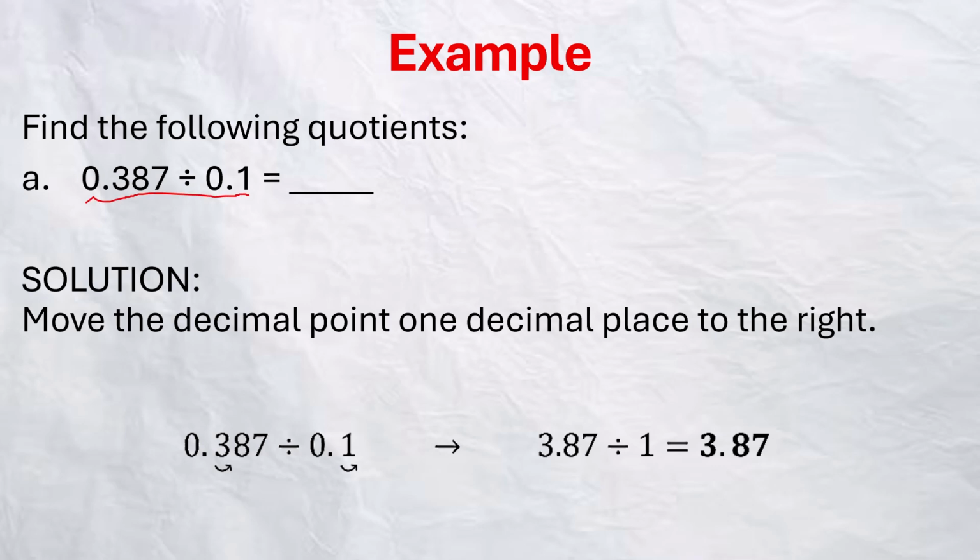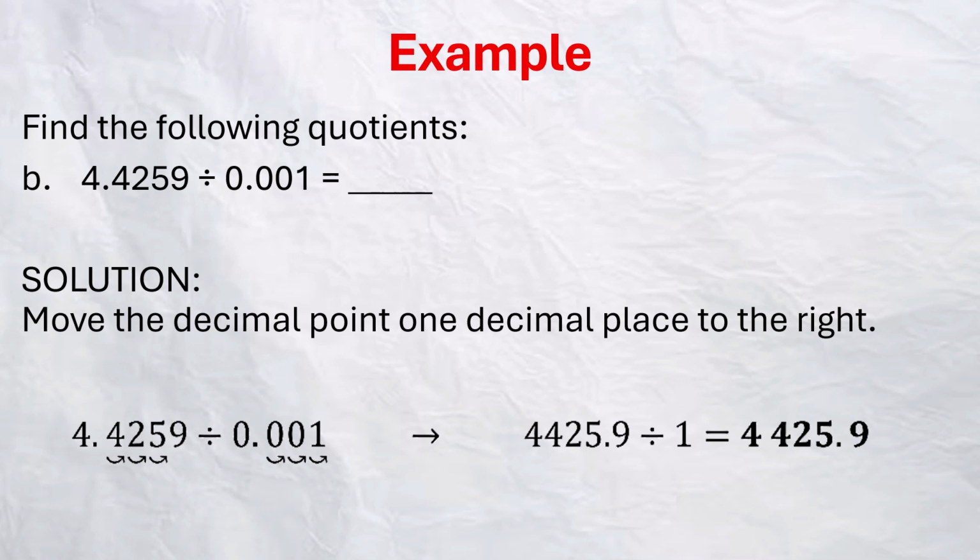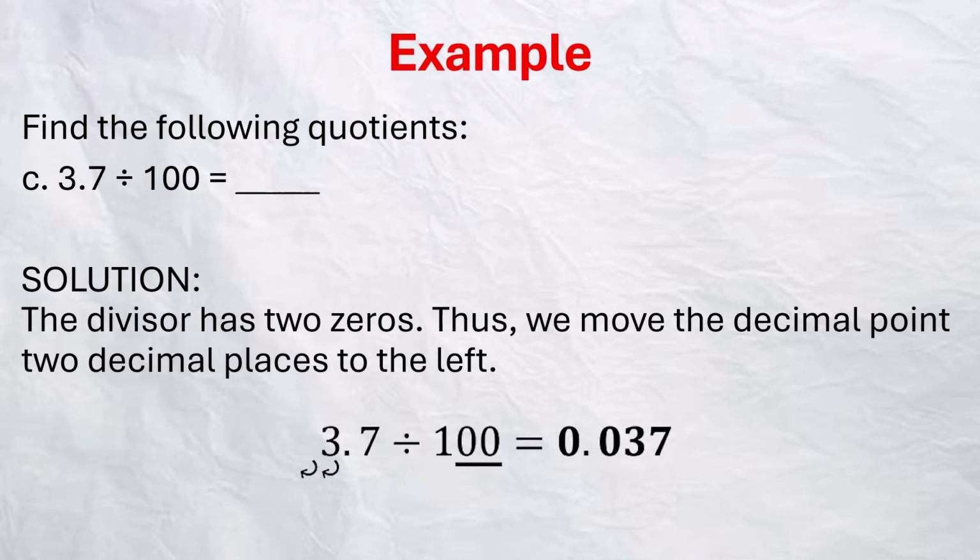0.387 divided by 0.1. So for our solution, we just need to move the decimal point one decimal place to the right. Since our divisor is 0.1, we just move this decimal point one space to the right. So the answer is 3.87. Next, 4,259 divided by 0.001. So just simply move 1, 2, 3, three spaces to the right. So the final answer is 4,259.0.